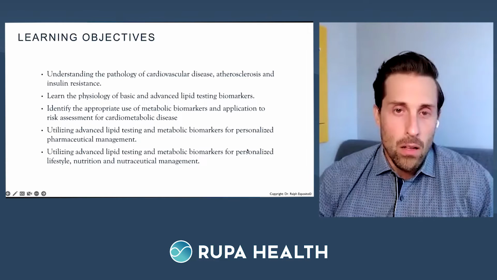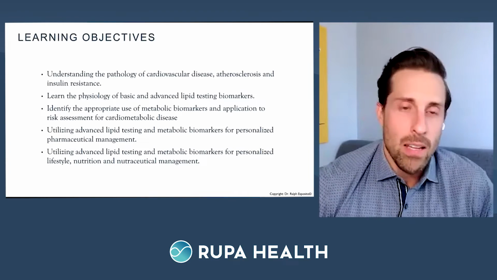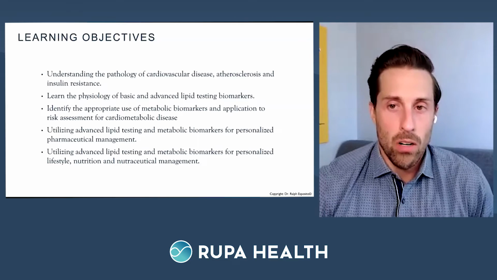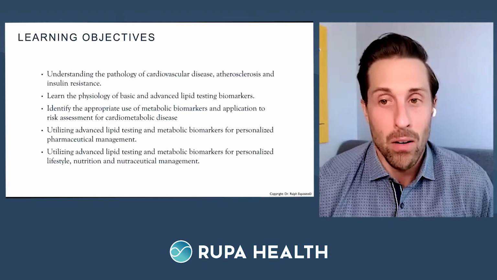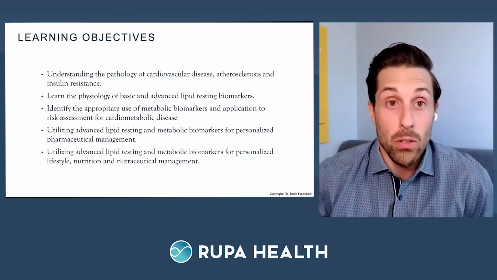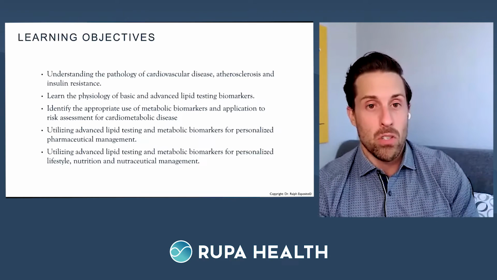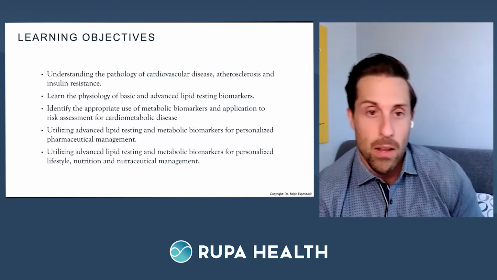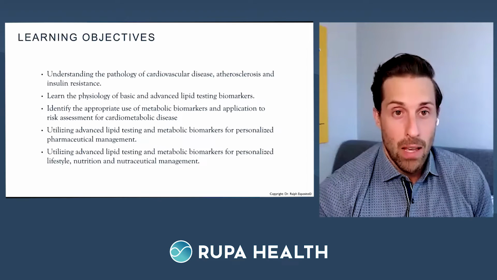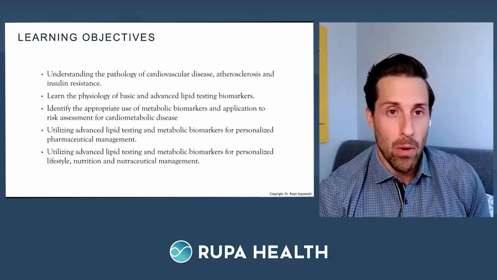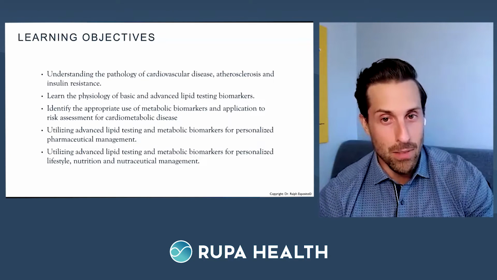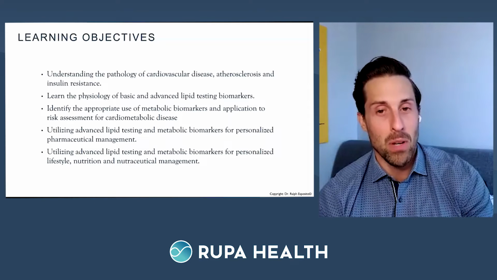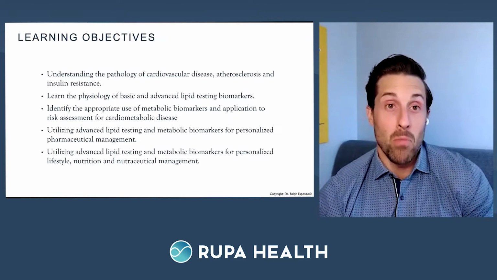Okay, so a little bit of the learning objectives from today. We're going to be talking about cardiovascular disease, atherosclerosis, insulin resistance, because you cannot talk about the former two without including the last piece, which is insulin resistance or insulin sensitivity. We're going to talk a little bit about the biomarkers, advanced and basic lipid biomarkers, everything from a basic lipid panel to more advanced testing. Depends on what you consider to be advanced, but usually the ones that are more atypical.